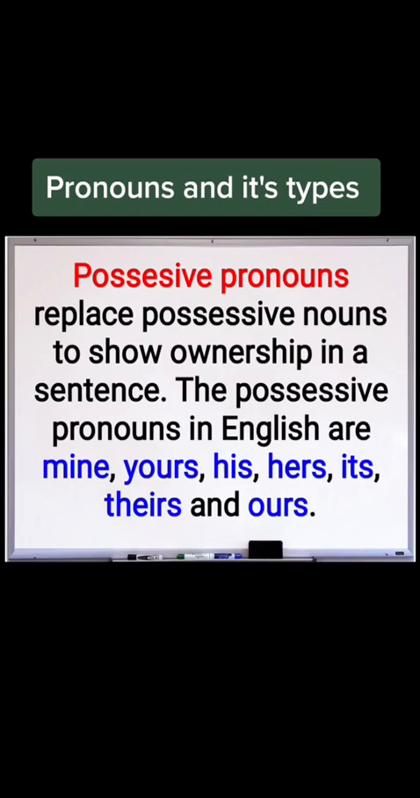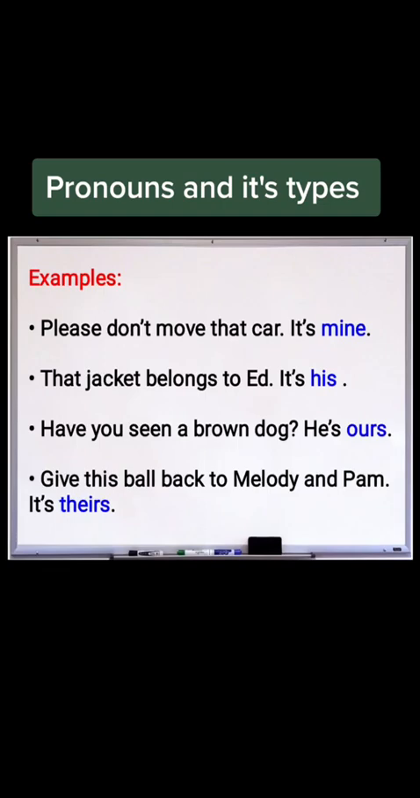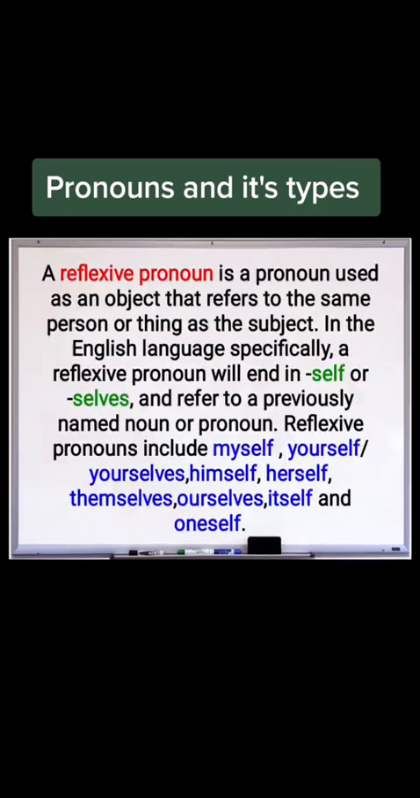Possessive pronouns replace possessive nouns to show ownership in a sentence. The possessive pronouns in English are mine, yours, his, hers, its, theirs and ours. For examples, please don't move that car. It's mine. That jacket belongs to Ed. It's his. Have you seen a brown dog? He's ours. Give this ball back to Melody and Pam. It's theirs.